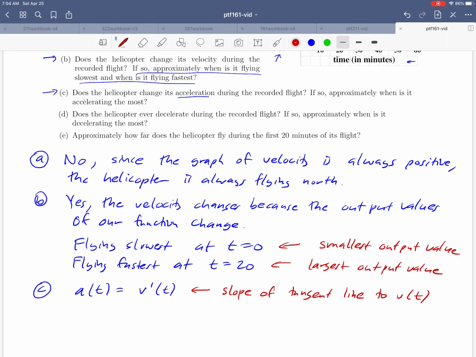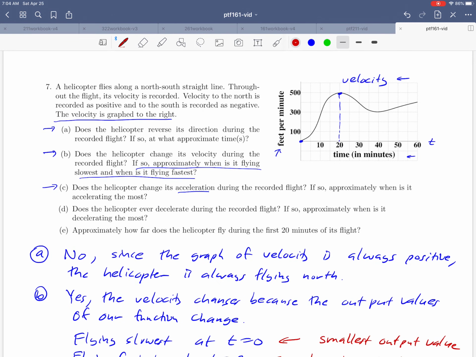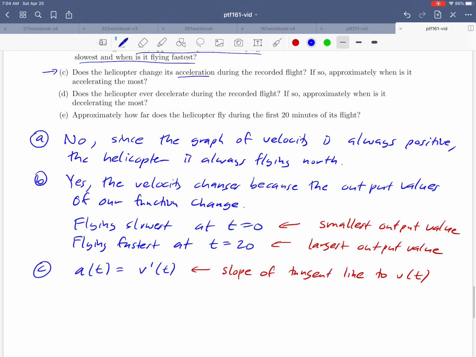does the slope of the tangent line to the velocity graph change? Okay, let's look at the graph again. And you can see that from the velocity graph, the slope is constantly changing, which means that the acceleration is going to constantly change. So the first part of the answer to that is definitely yes.